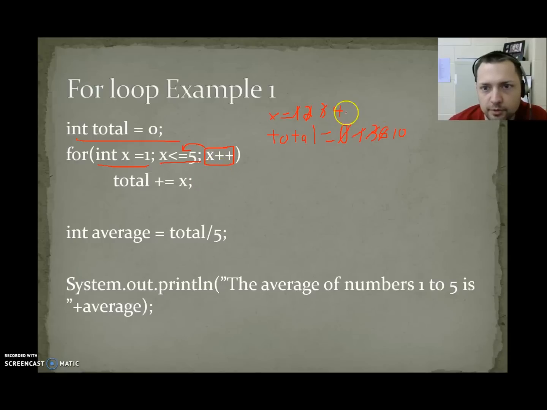And then we go x plus plus. X goes to a 5. Is that less than or equal to 5? Yes. Total goes to 15. X plus plus. X goes to a 6. Is 6 less than or equal to 5? No, it's not. Then we say int average.